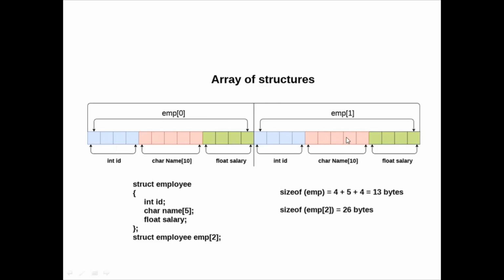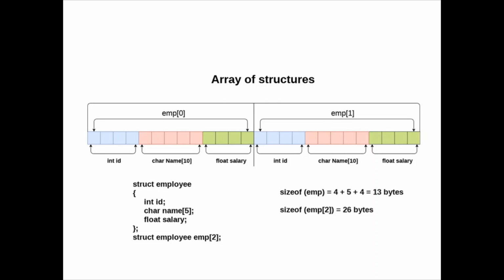Suppose you want the second employee's salary, how are we going to get it? We have to specify the name of the array emp, and what is the index position? Subscript as 1, emp[1].salary. So we are going to get the second employee's salary. If you want to know the second employee's ID, we specify emp of index 1, then dot id. So we are going to get the second employee's ID.